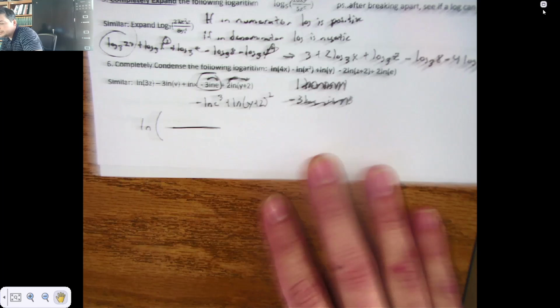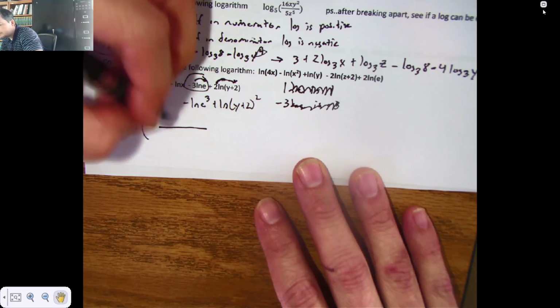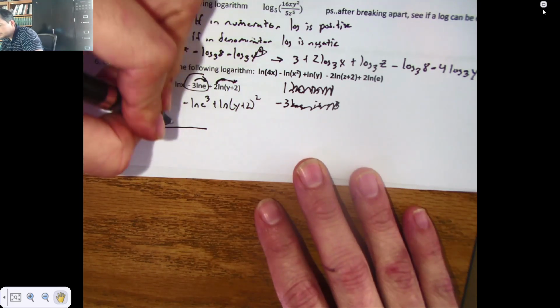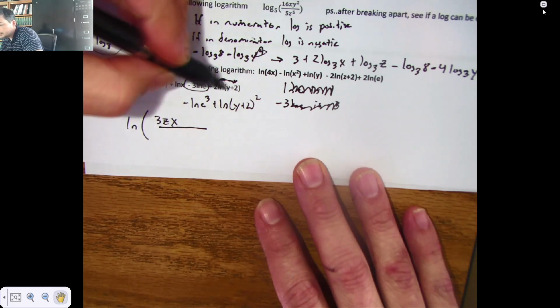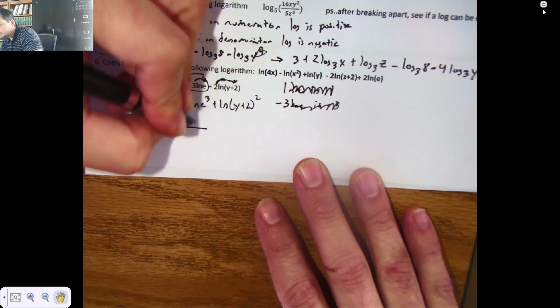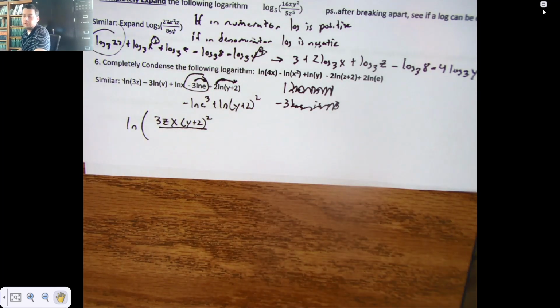The deal is, if you're positive, you're in the numerator. If you're negative, you're in the denominator. So 3z, this logarithm is positive, stays up top. We have an x, put an x up top. And then we have this y plus 2 all squared goes up top. Those are all the positive logarithms, so they all go up top.